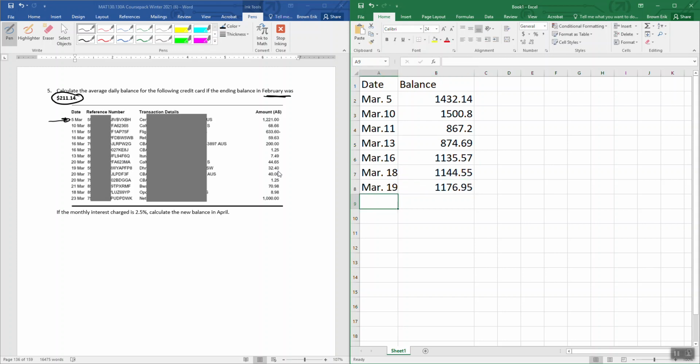And let's see, March 20th, we add in a bunch of stuff here. So we've got the $40, and then that $1.25, whatever that is. That merchant wasn't happy with us. They lost money on that. And the $44.65.